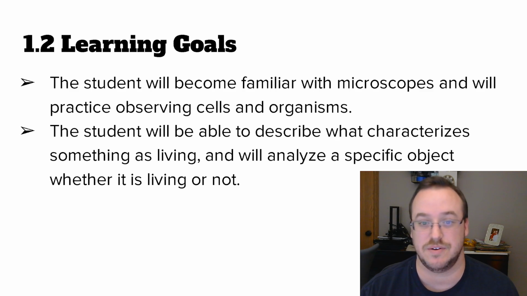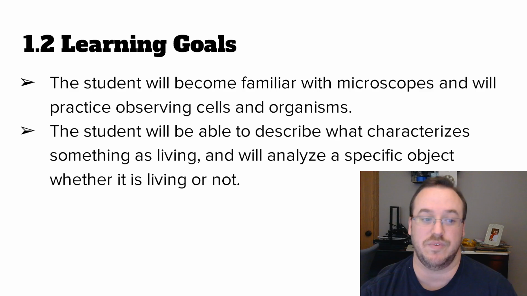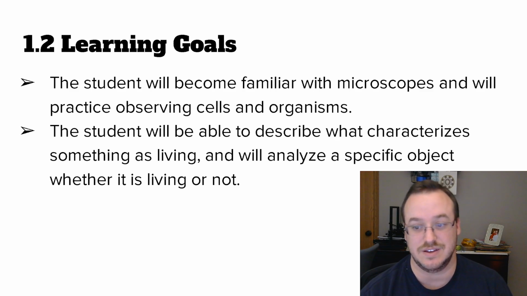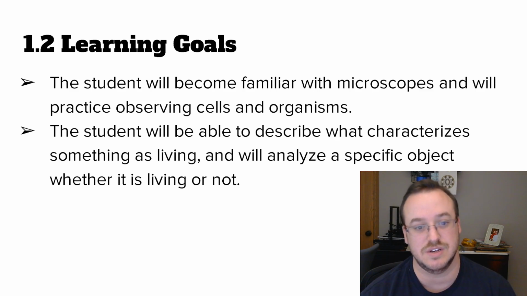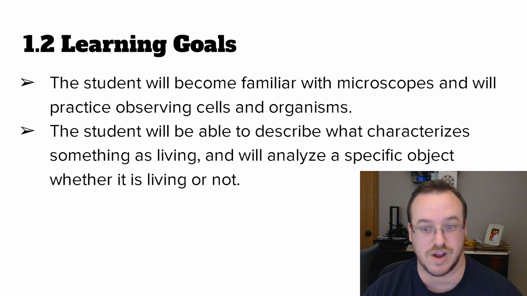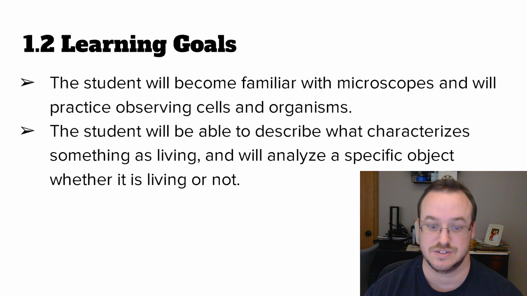So we talked about microscopes. We're going to talk more about them in class. We're going to practice observing things in class. And we've talked about what characterizes something as living. We're going to practice doing that as well with a few objects. So you'll get some experience with that. Make sure you can describe things as having those characteristics or not having those characteristics.